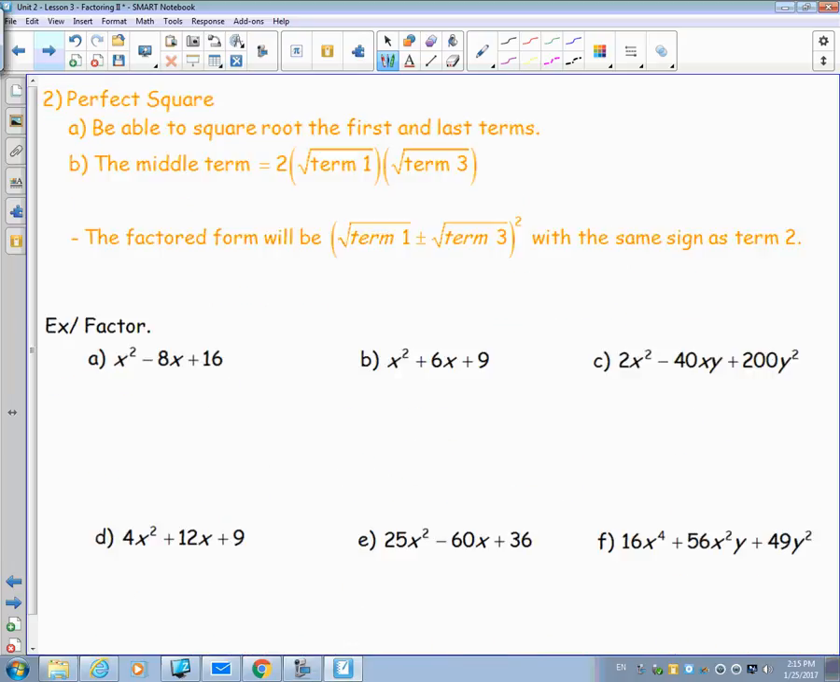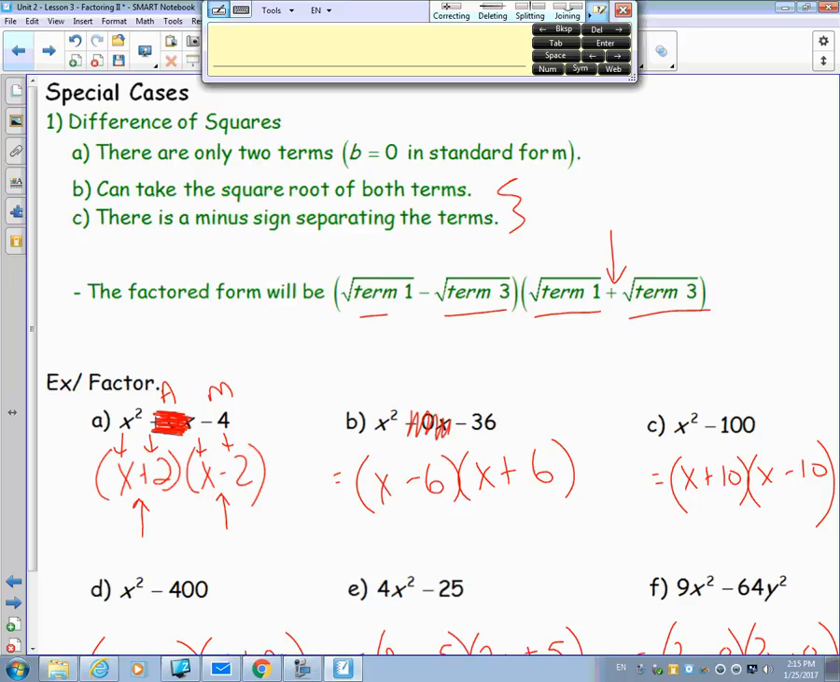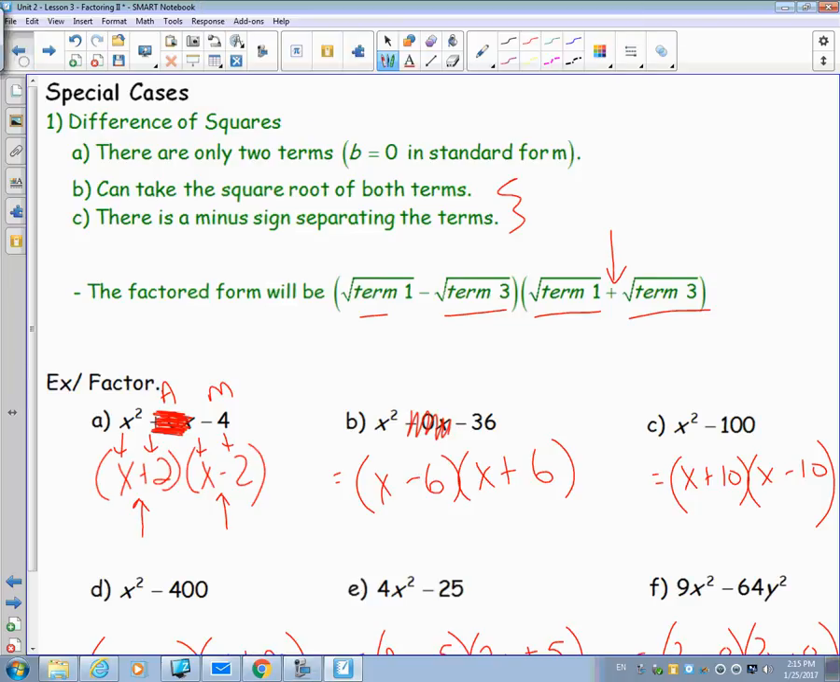Okay? To figure out if something's a perfect square, you have to be able to square root the first term and the last term. And then, here's the tricky part, the middle term has to be 2 times the square root of the first and the square root of the last. If that's true, it's a perfect square. So let's go check one we know is a perfect square already. The first one we did today.